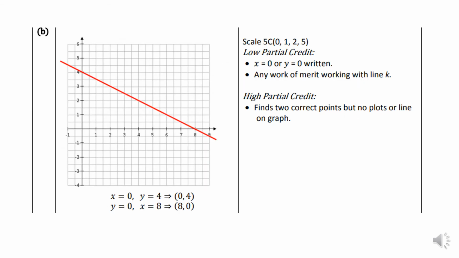Okay, let's look at our marking scheme for that bit. We can see that we've got it right. Here were our 2 points that we found. There are 5 marks going for it. If you wrote down simply x equals 0, y equals 0, you get 1 out of 5, or any work of merit working with the line K. So if you try to rearrange it to make y equals mx plus c, you might get 1 out of 5. And if you found the 2 points, but you didn't plot it or put it on the graph, you would get 2 out of 5.